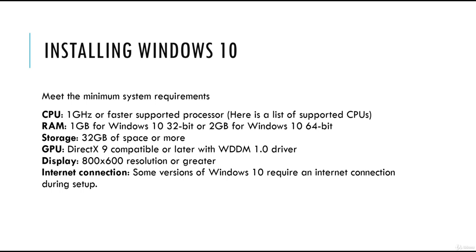Before installing any operating system, you need to meet the minimum system requirements for this. According to the Microsoft website, to install Windows 10 on a computer, you need to have at least 1 GHz of processor, 1 GB of RAM. It can be 32 bits, but if you are installing Windows 10 64-bit, you need at least 2 GB of RAM. For storage, it's 32 GB.